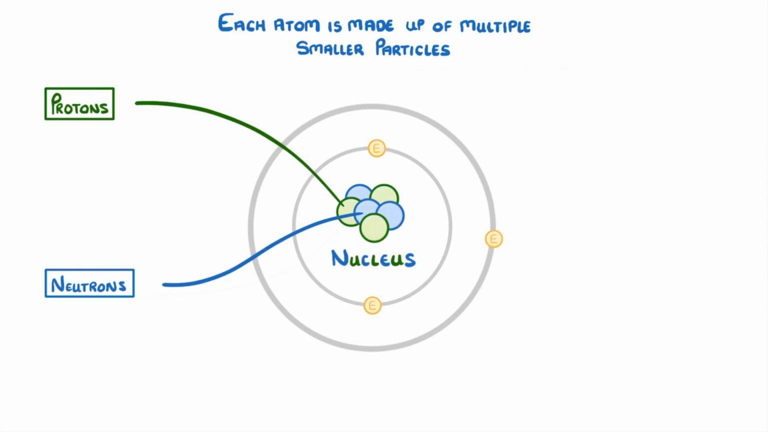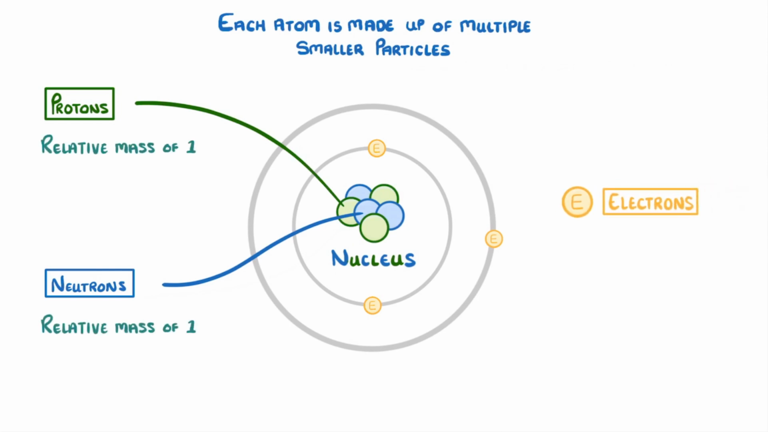The protons and the neutrons have the same mass, so we say that they both have a relative mass of 1. Electrons, meanwhile, are comparatively tiny and have a mass 2,000 times smaller, which is often written as just very small, or sometimes even 0.